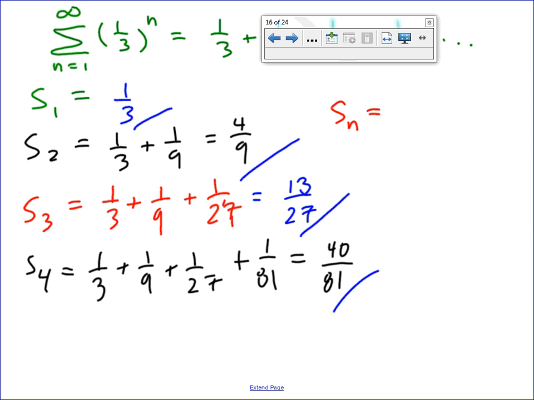Do you guys see it? What can we do this time? It's not the same as last time. It's not the 2 to the n minus 1 all over 2 to the n, but you guys see it? The denominator certainly has a pattern. Grace? The numerator is always 1/2 the denominator minus 1.